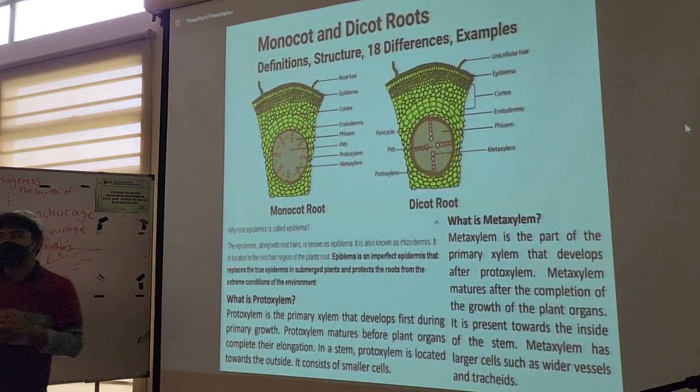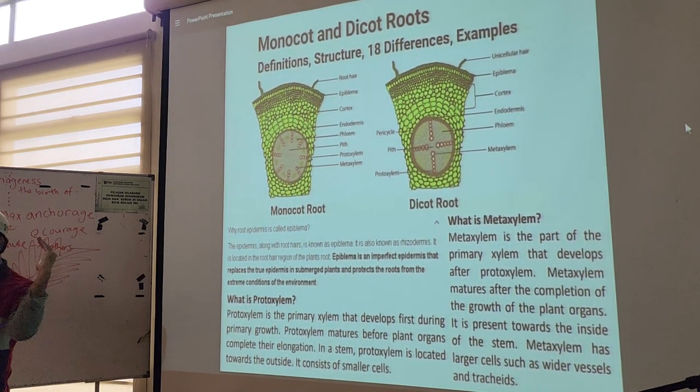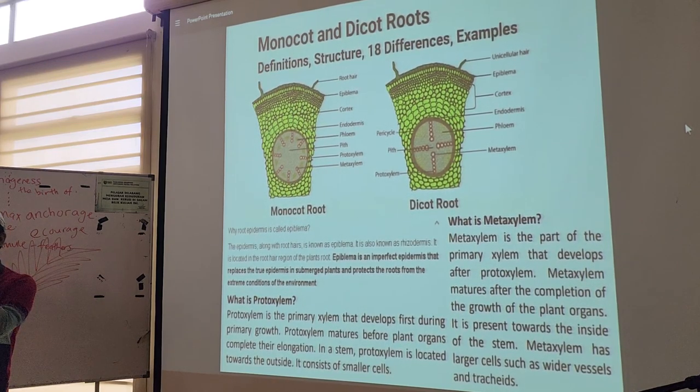Protoxylem and metaxylem. Pro means at the beginning, meta when it has advanced in age. Okay, before it, you have your final xylem. Remember, xylem is dead tissue. Xylem is dead, phloem is living. Remember that.